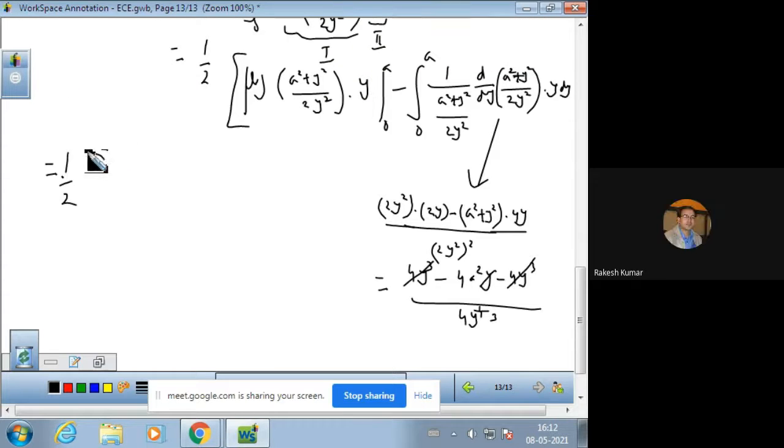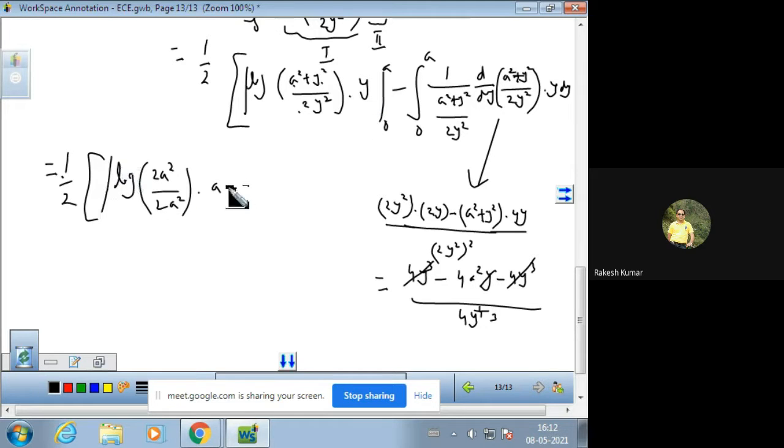Put the limit first here. For upper limit a in place of y, so for a you will have a square plus a square, that is a log of 2a square over 2a square, क्योंकि हम लोग y की जगह पर लिमिट भर रहे हैं, into a. This is for upper limit, and for lower limit 0, log of this into 0, that comes out to be 0.